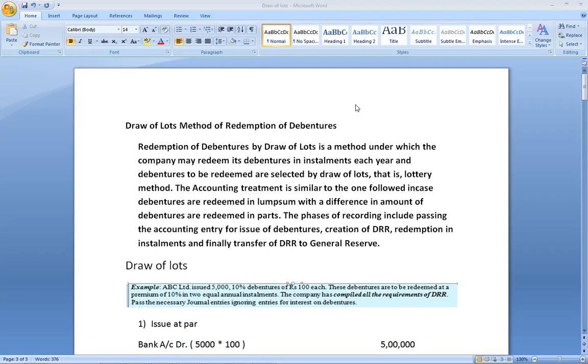We have to keep in mind when we are passing the accounting entries that issue of debentures will be having two entries.